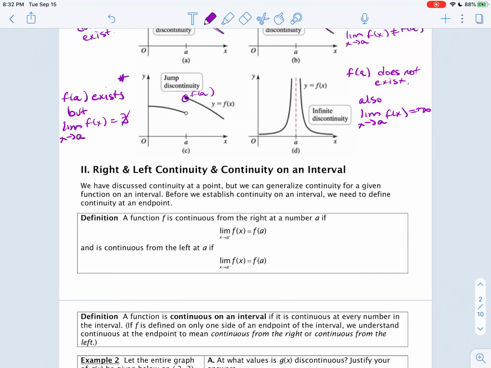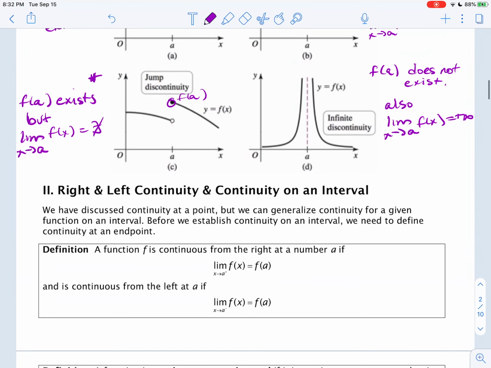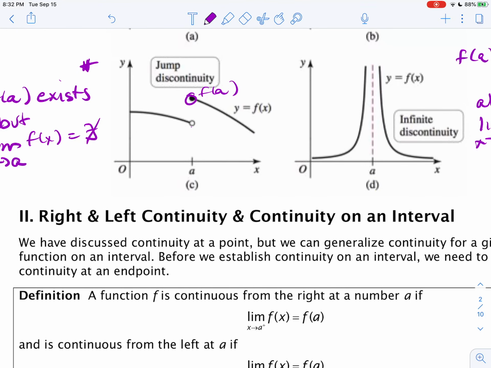Okay, so what are right and left continuity on an interval? Again, the definition here: a function is continuous from the right at a number a if the limit as x approaches a from the right is actually equal to f of a. And this is what I was talking about in this particular scenario. This is the limit from the right, and the function outputs are approaching f of a, and it actually equals f of a, so this function is continuous from the right.